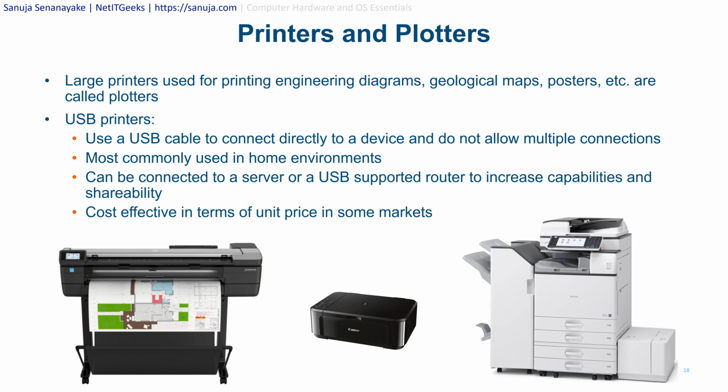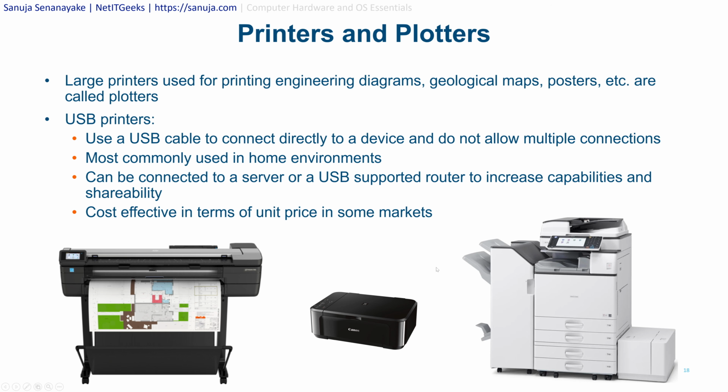or it can be connected to a USB supported router to increase capabilities and shareability. So in other words, you can get a USB connected printer, even a cheap home use printer like this Canon printer, and you can connect it to your Windows server, Windows Enterprise server, for example, and then you can use the Windows Server network printing capabilities to make this USB printer into pretty much a network printer.